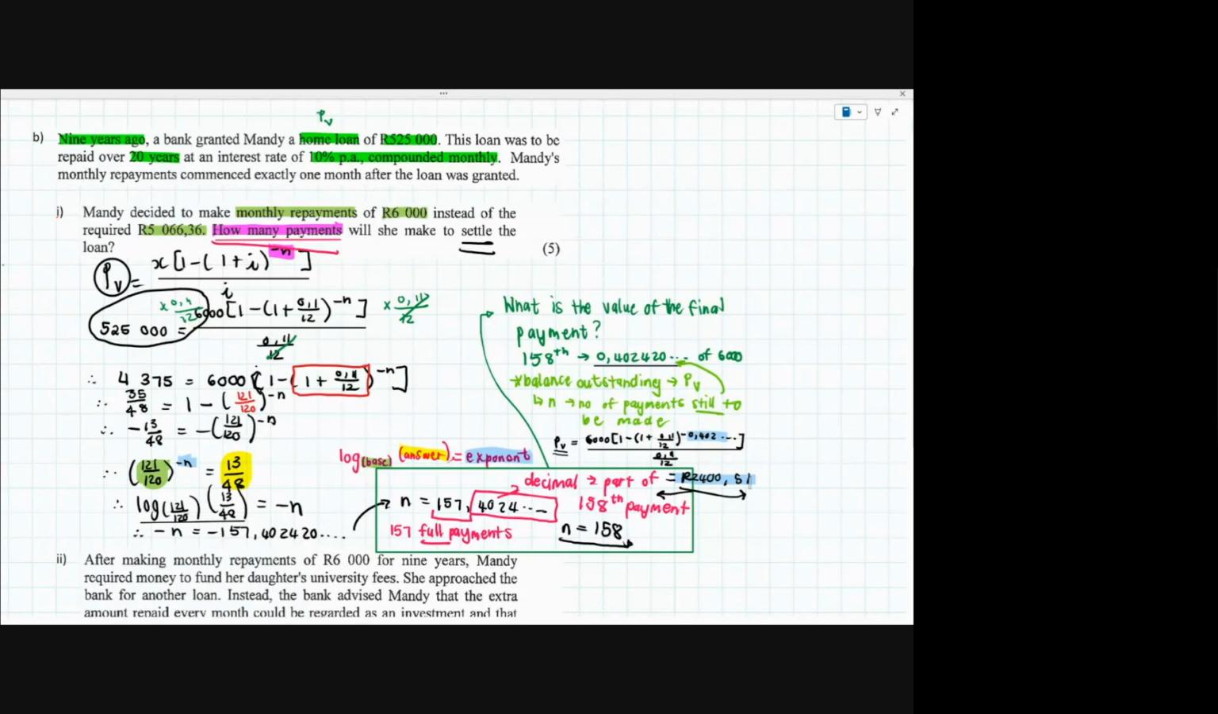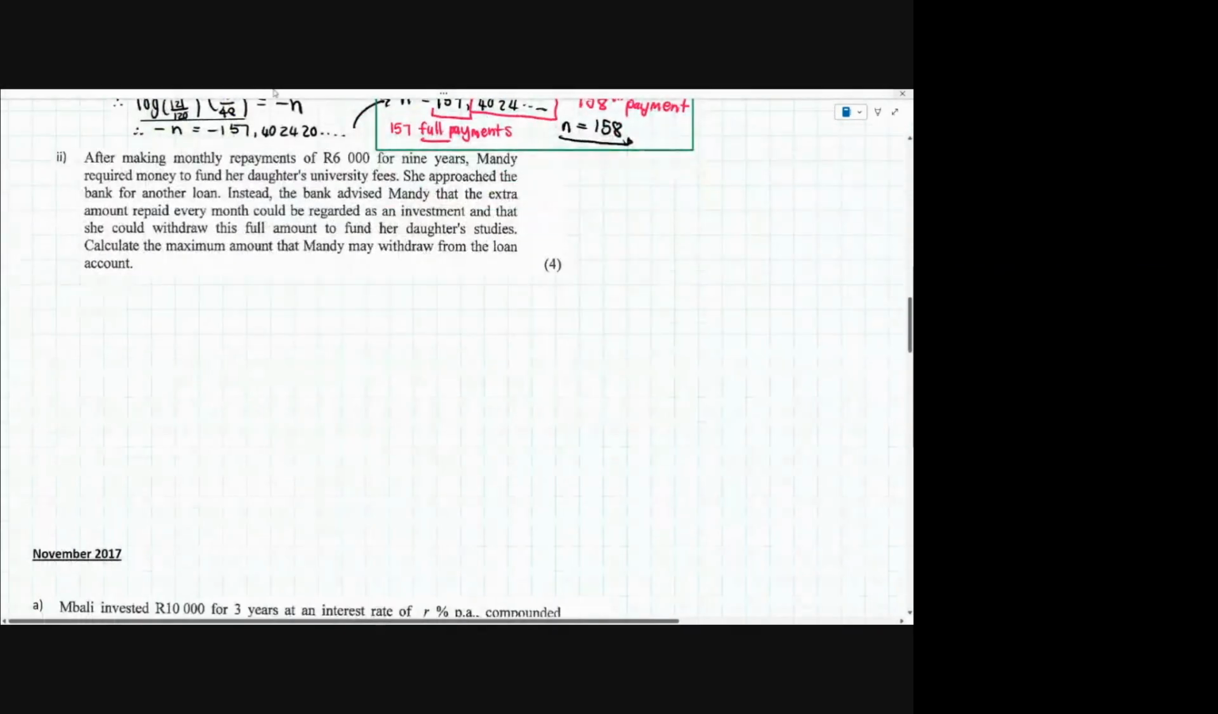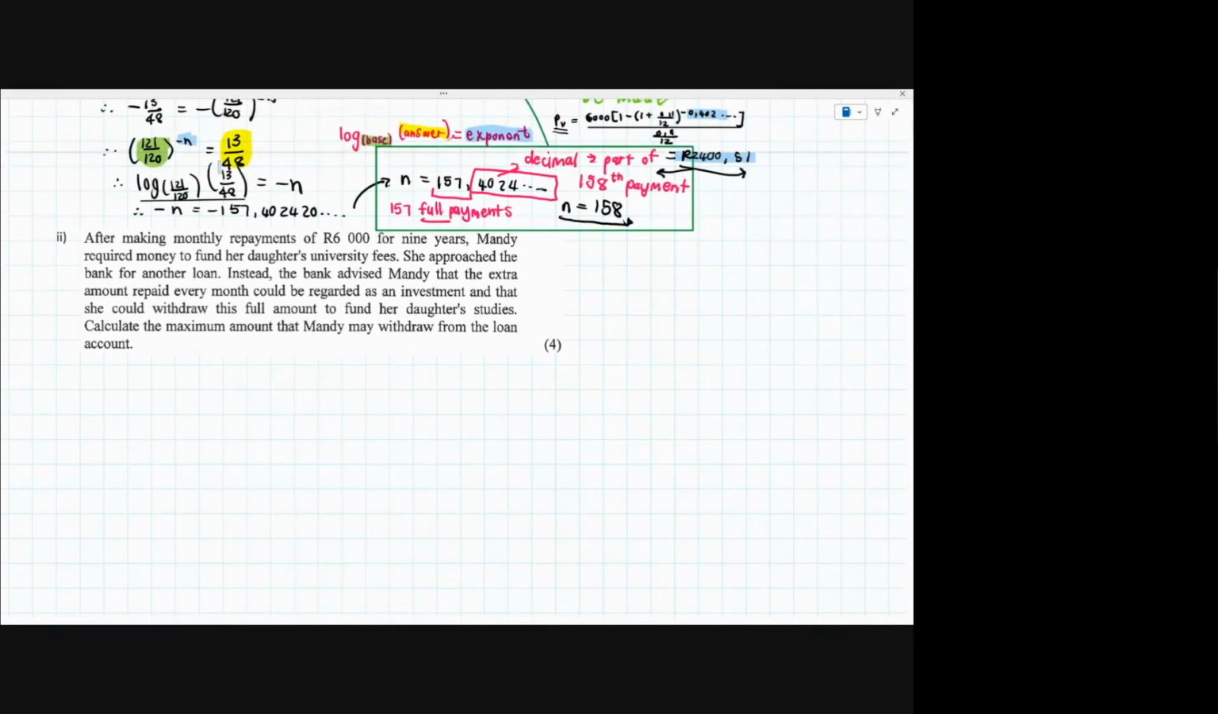Right, so the second question says, after making monthly repayments of 6,000 Rand for 9 years, Mandy required money to fund her daughter's university fees. She approached the bank for another loan. Instead, the bank advised Mandy that the extra amount repaid every month could be regarded as an investment and that she could withdraw this full amount to fund her daughter's studies. Calculate the maximum amount that Mandy may withdraw from the loan account. Right, so like I said, I have to read this twice because I was not sure what was happening initially. But once we know, we're good.